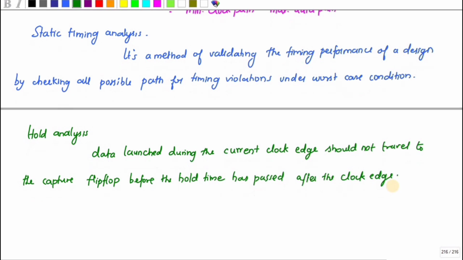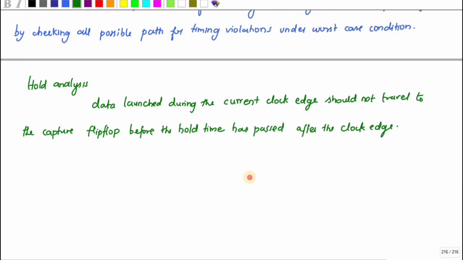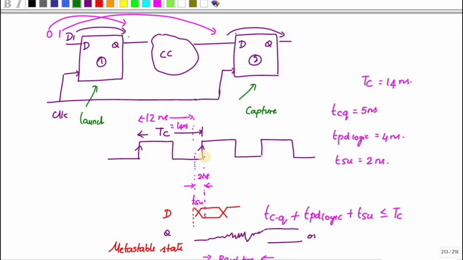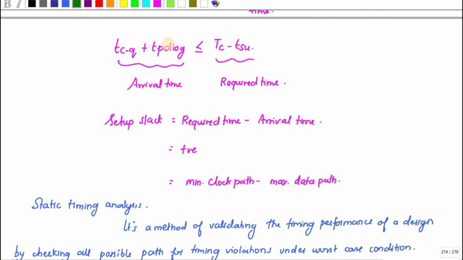So here you can see this T hold. Since this data is holding for some period, whatever the Q value, this 0, the 0 should not reach here. So we have to increase the time of this. You have to increase the value of this combinational circuit.